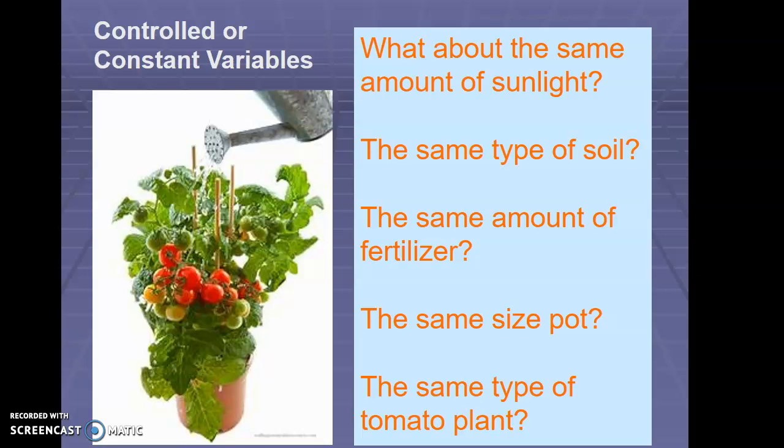What about the amount of sunlight? The same type of soil, the same amount of fertilizer, the same size pot, the same type of tomato plant. So all of these things would need to be kept the same for each one of my tomato plants. The only thing that I'm going to change is the amount of water that I give them.